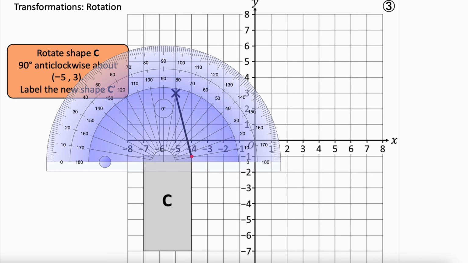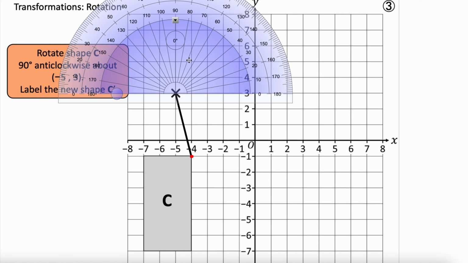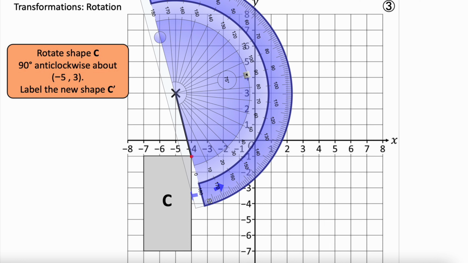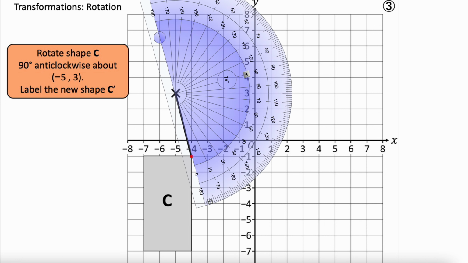And we will use the protractor now. The first thing we do, we will put the center of the protractor exactly where the center of rotation is. And then afterwards, we will align the 0 of the protractor with the line that we have just made between the center of rotation and the vertex we would like to rotate.